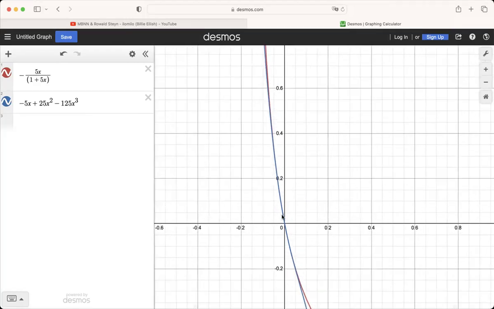They're very close by. So this is the basic idea behind these types of series that we call power series. These are basically functions that approximate other functions.